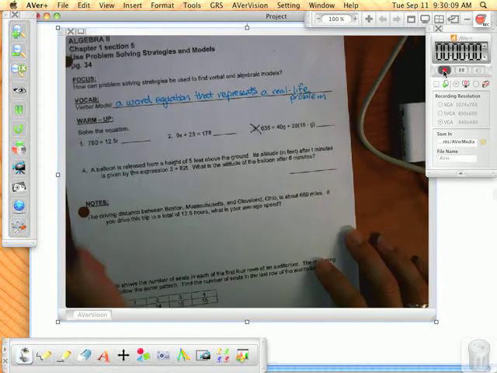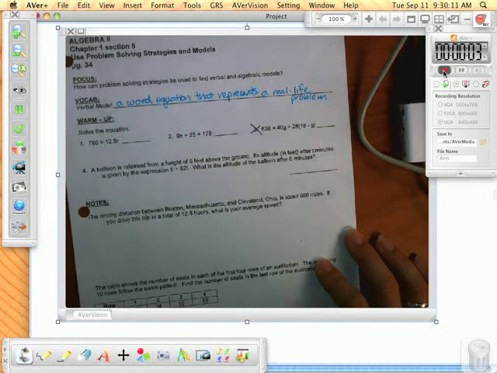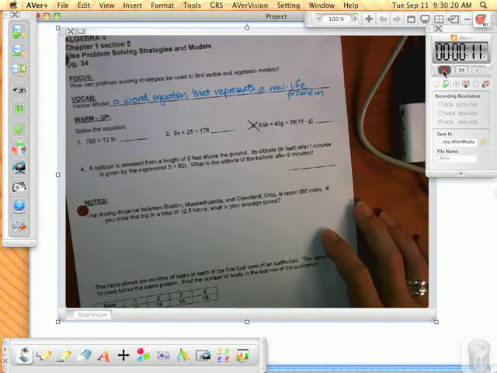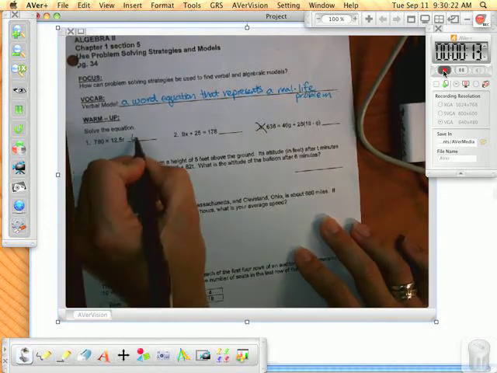Today we're going to work on problem-solving strategies and models, mostly story problems. How to just keep practicing. I know, and tomorrow we're going to practice more of that. So for the sake of time, I'm just going to put the answer up here.